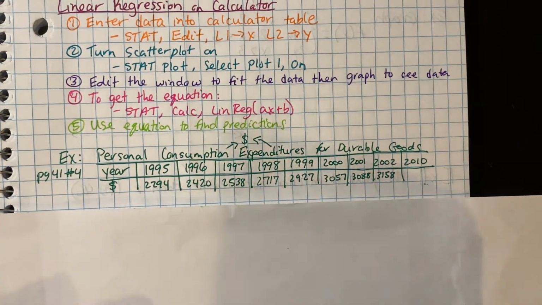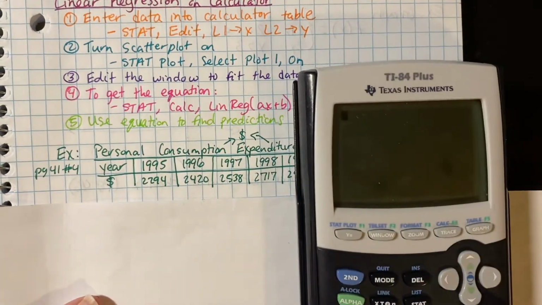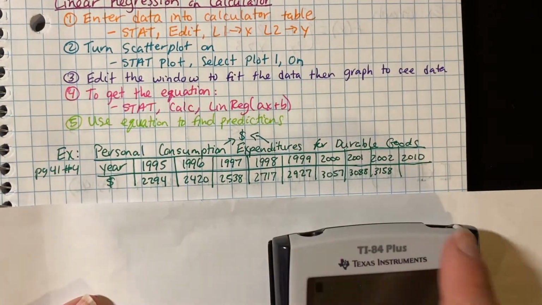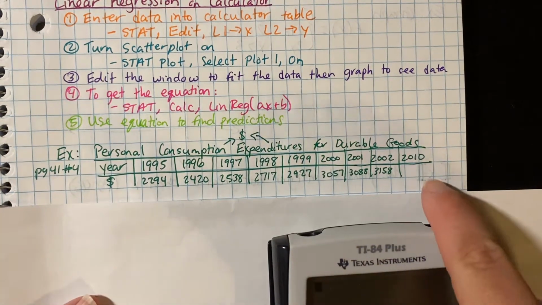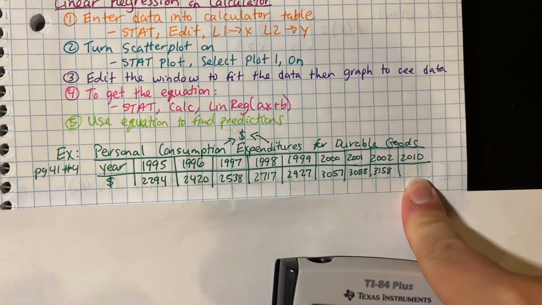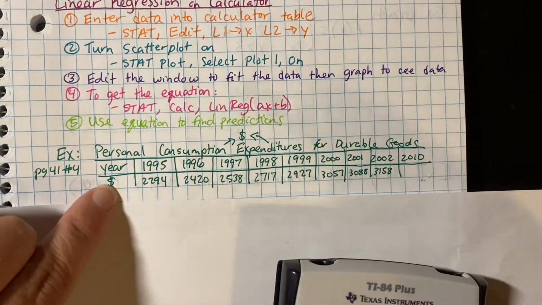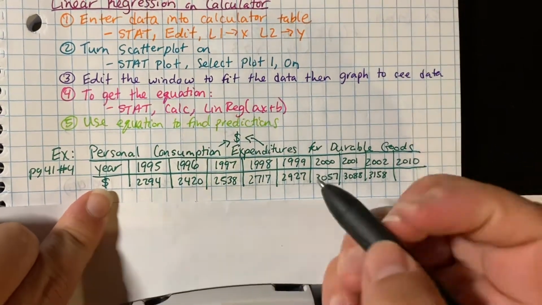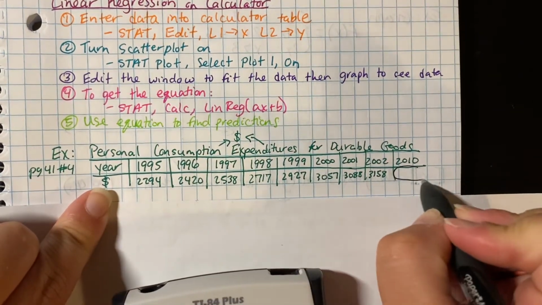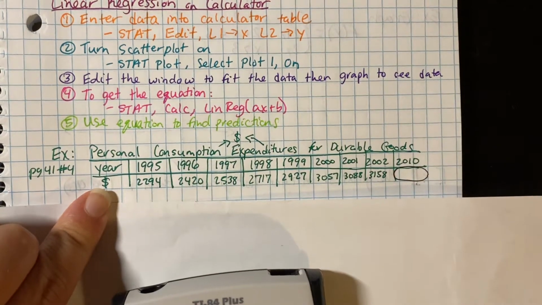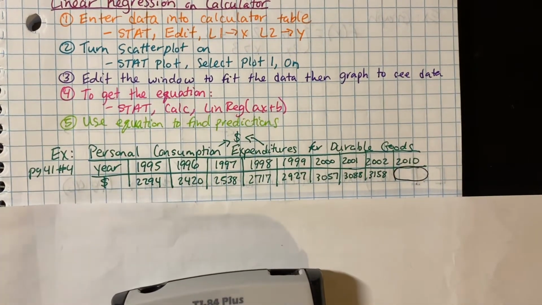All right, so what we're going to do is step 1. Here's my data. Okay, the question is can we find what personal consumption happens in the year 2010. Okay, let's write an equation and find that. All right.